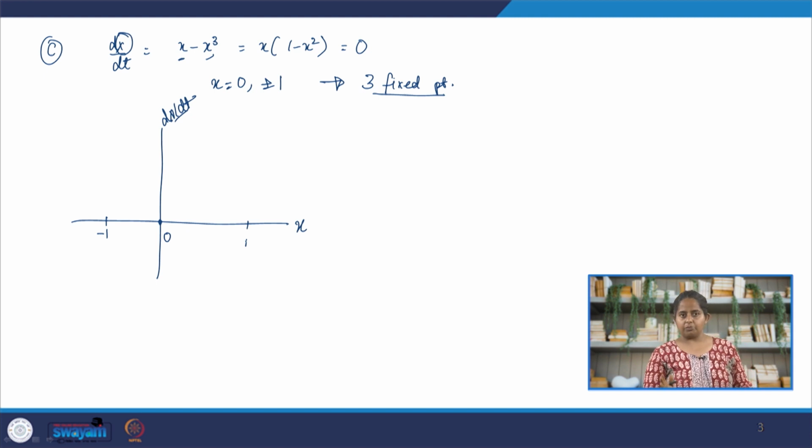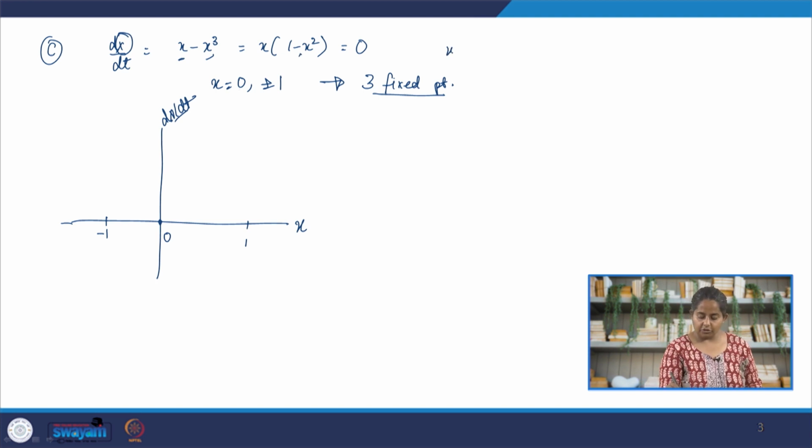So if you remember from the previous example, we need to figure out the sign of the plot between and around the fixed points. So let's say x is much less than minus 1. You can take a value of x which is much less than minus 1. So let's say minus 2.